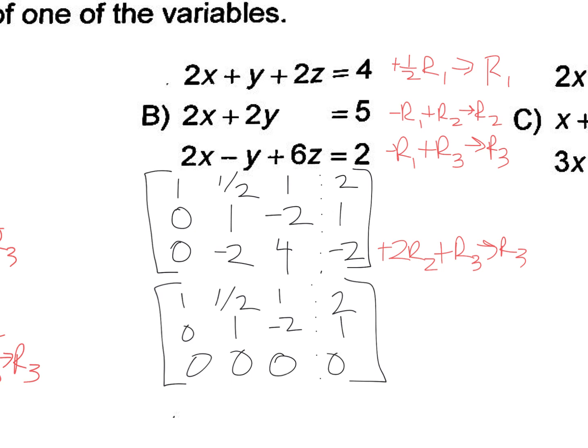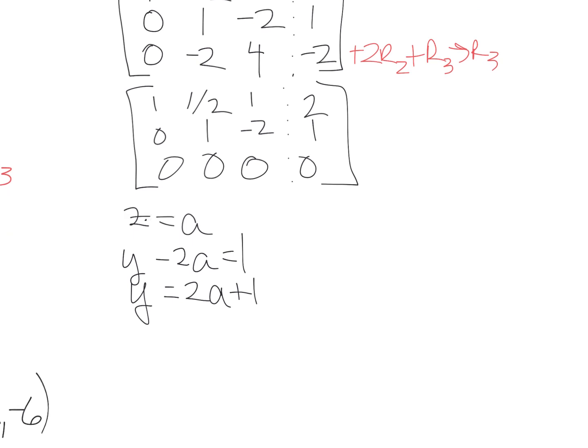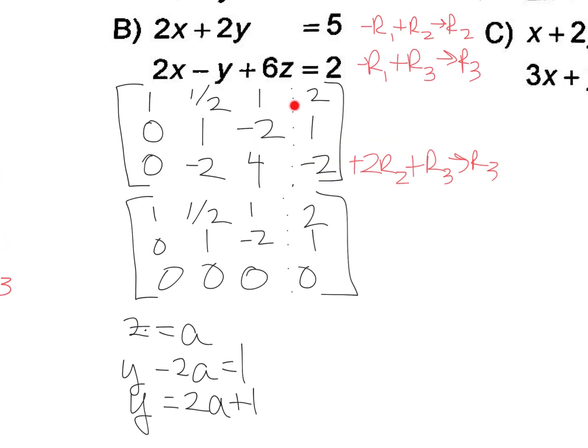So when we get 0 in the bottom row, that gives us an infinite solution. Therefore, we have z equal to a, and now we back substitute that a into the z term here. So we have y minus 2a equals 1. If we add over the 2a, y equals 2a plus 1. And now we're going to back substitute into our top line here.